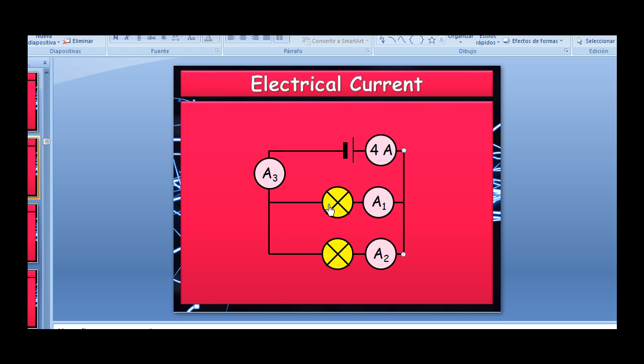But if these two bulbs are identical, they both have the same resistance, and we assume the wires have very little resistance compared to the bulbs, that's what we normally do, so we ignore the resistance of the wires. Then, these being the same in resistance, the current is going to split equally, so that A1 and A2 each read 2 amps, adding up to the 4. And when they get here, they both recombine again. This current plus that current recombines, and at this point you would get again a reading of 4 amps, which is what you had here at the beginning, right? 4, 2, 2, and then 4 again. And this is in a parallel circuit.